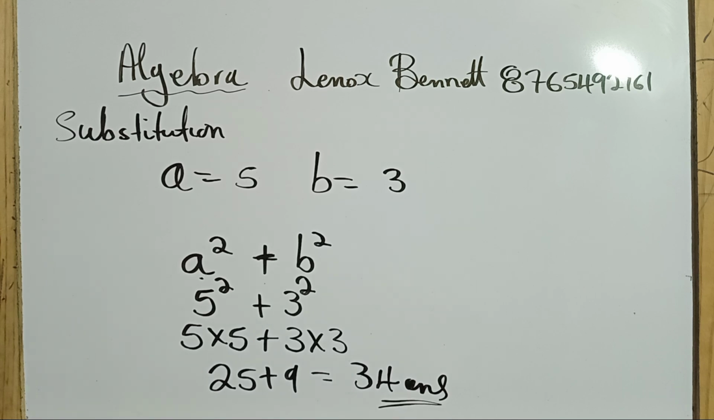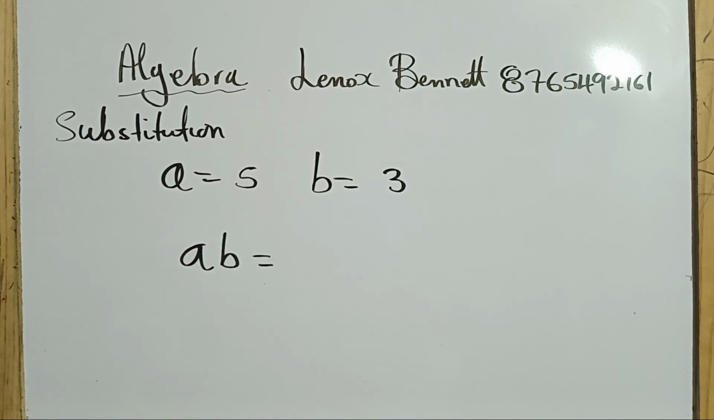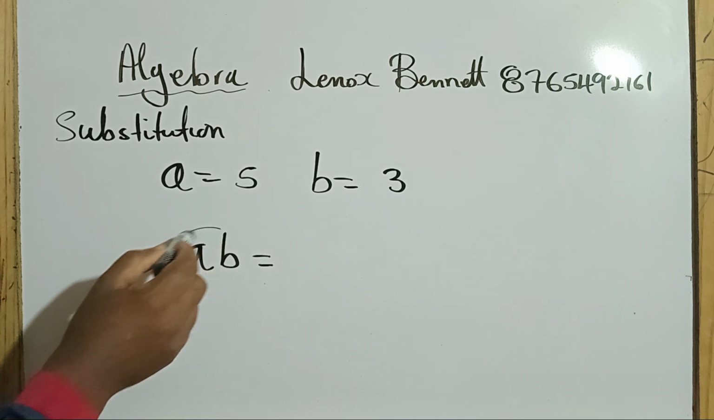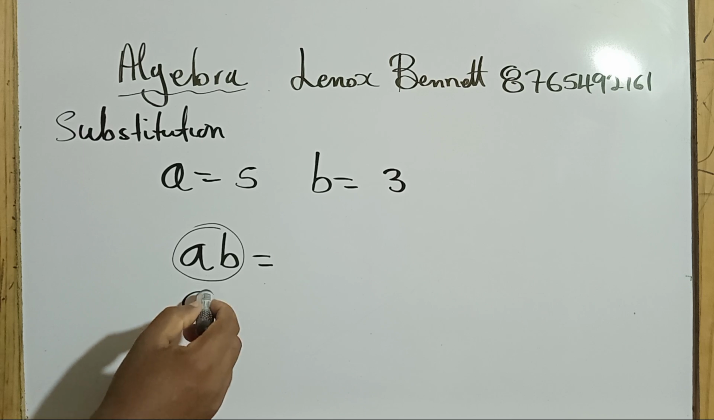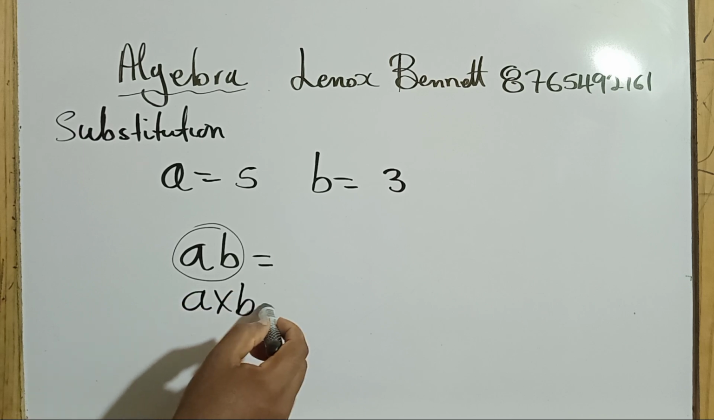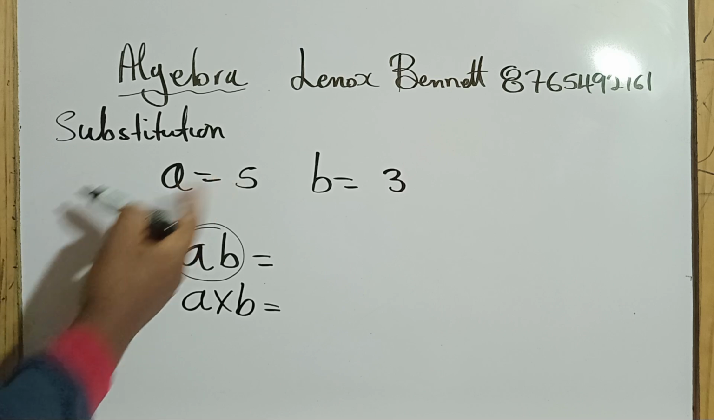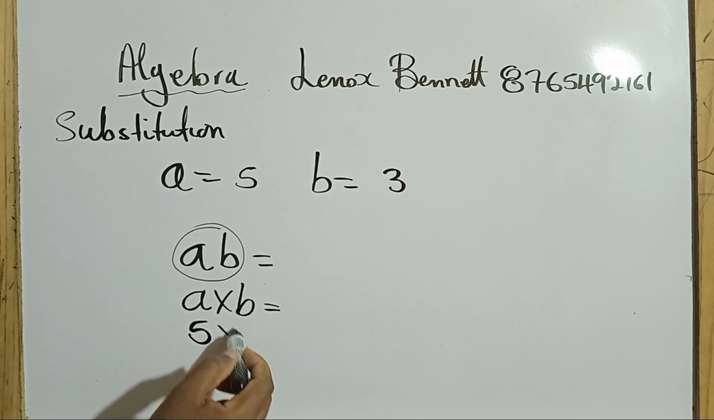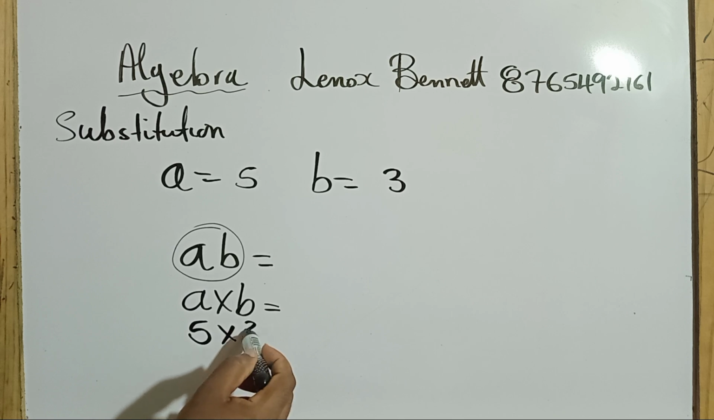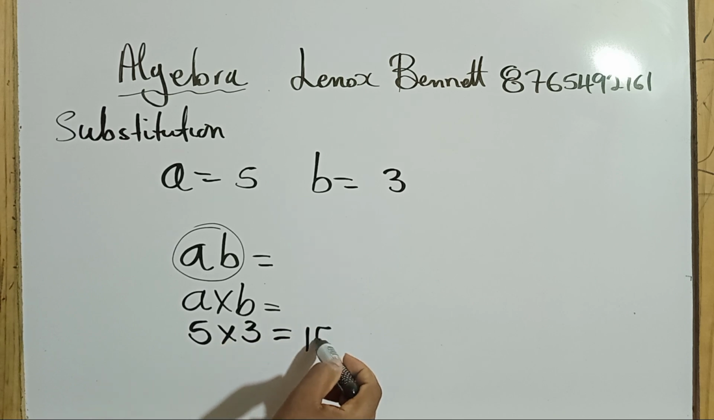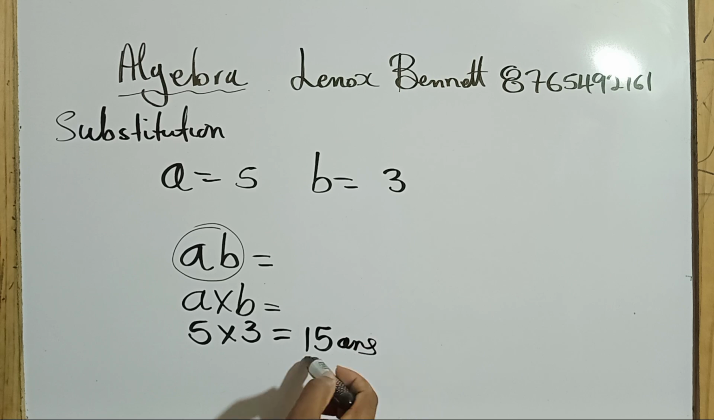Alright, let's look at another one. Given A is equal to 5 and B is equal to 3, what's the value of AB? Now, before we can answer this question, we need to recognize what AB means. AB means beside, right? So it's A multiplied by B. So what we do is substitute the value 5 for A, and 3 for B. So 5 times 3 is 15. So that's our answer. The answer would have been 15.